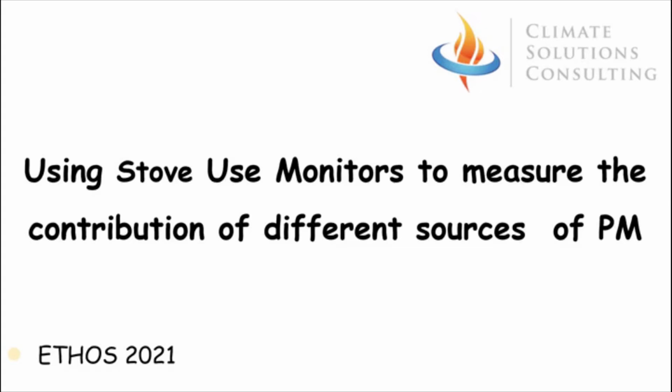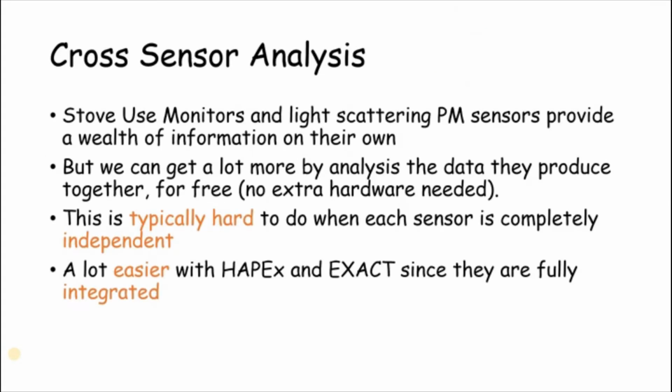And today I would like to talk about stove use monitors and how we can use those sensors to better understand the contribution of different sources of PM. So let's talk about cross-sensor analysis and specifically about two sensor types, the stove use monitors and light scattering PM sensors. On their own they can provide a lot of very useful information. But when we analyze them together, we can get extra insight that we didn't have otherwise.